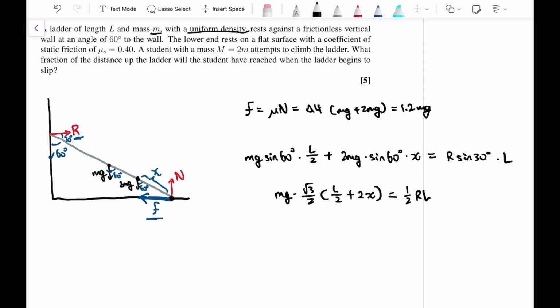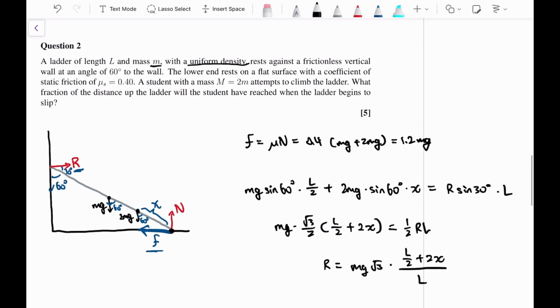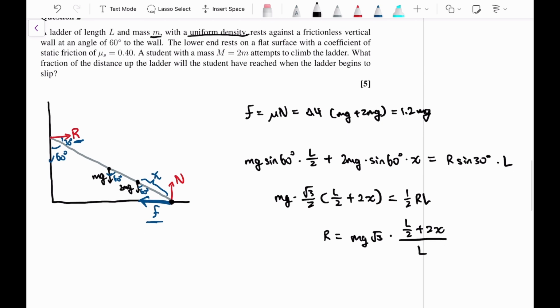And then we can further simplify. We can divide the 1 over 2 and L to the other side, so R will be equal to, the 2 cancels out, mg square root of 3 times L over 2 plus 2x over L. I'm not going to simplify this further yet. I'm going to establish the equilibrium first.